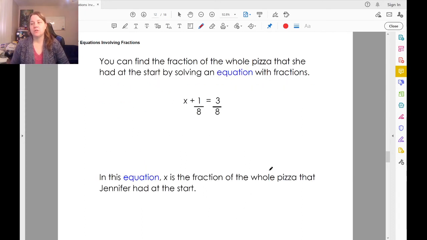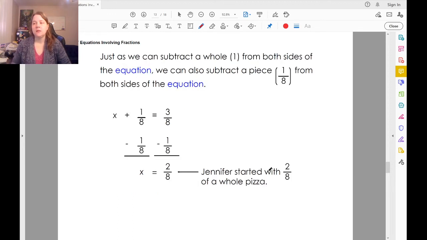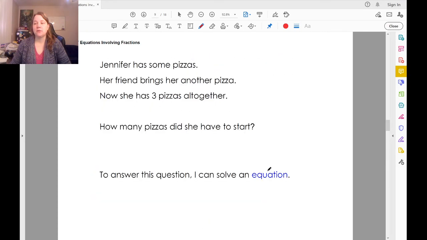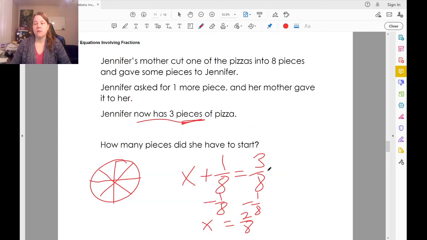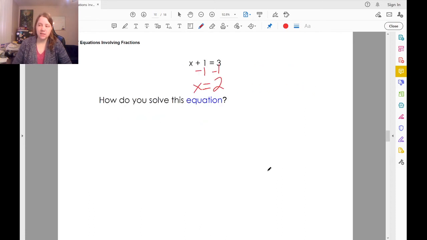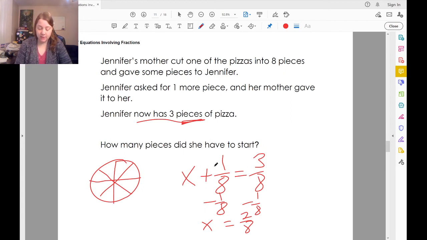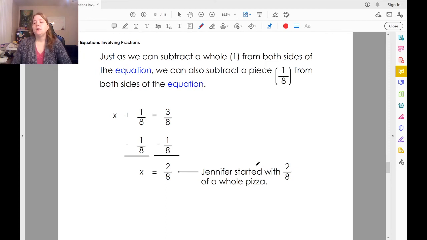So we can find the fraction of the whole pizza by solving an equation. Just like we subtracted 1 from both sides over here, the only difference between these two is that this is x plus 1 equals 3. This is x plus 1/8 equals 3/8. It's basically the same thing, but now we're talking about slices of pizza instead of whole pizzas. So we can see that Jennifer started with 2/8 of a whole pizza, just like we got.